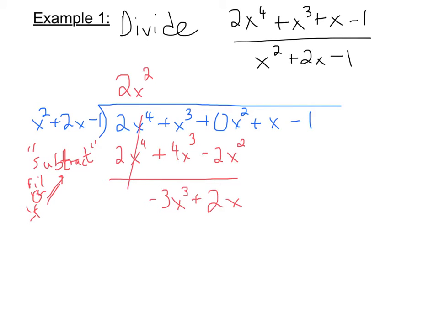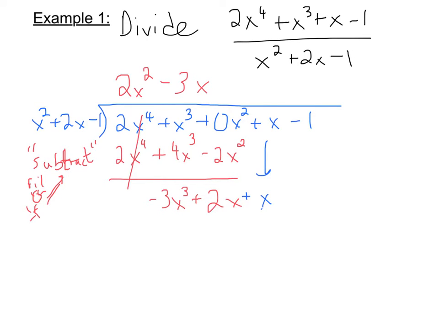Next up, we will bring down our next term and just repeat the process. So we have a plus x. And we will now see the leading term. X squared goes into negative 3x cubed. How many times? Or x squared times what gives me negative 3x cubed, and that will be negative 3x. Perform the multiplication, negative 3x times this entire divisor, and then write the terms under their proper degree, or the degree of the term that they match.